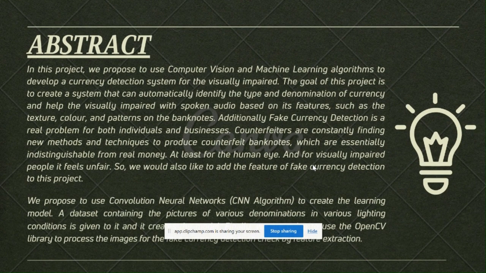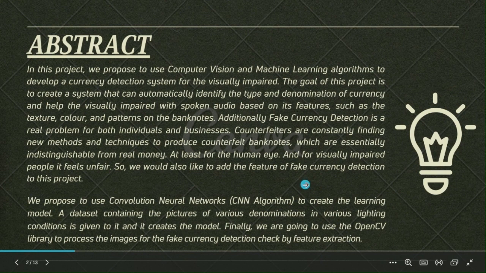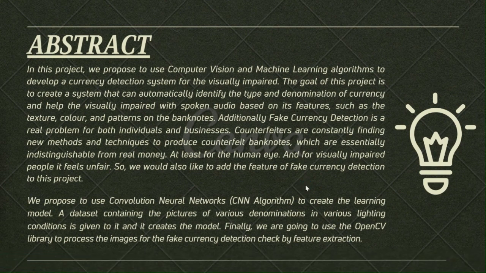Coming to the abstract, in this project we propose to use computer vision and machine learning algorithms to develop a currency detection system for the visually impaired. The goal of this project is to create a system that can automatically identify the type and denomination of the currency and to help the visually impaired with spoken audio based on its features such as texture, color, and patterns on the banknotes. Additionally, fake currency detection, which is counterfeit detection, is a real problem for both individuals and businesses. Counterfeiters are constantly trying to find new methods and techniques to produce counterfeit banknotes, which are essentially indistinguishable from real money, at least for the human eye.